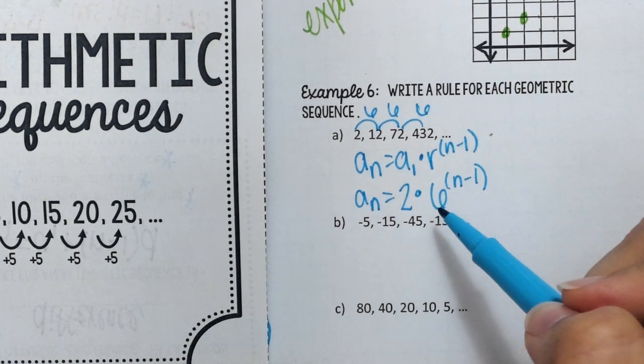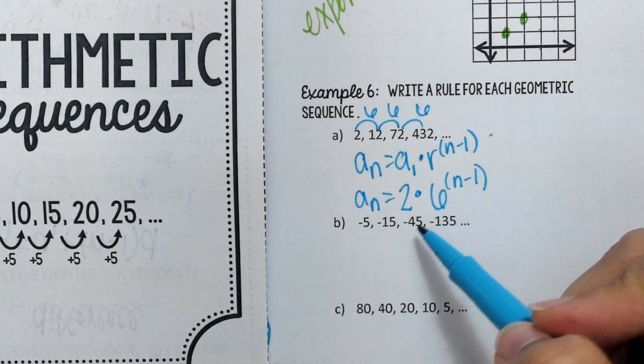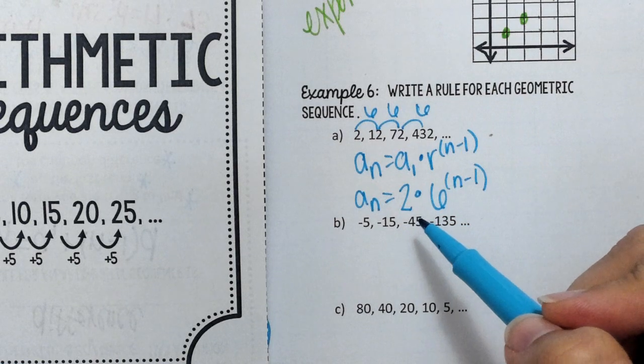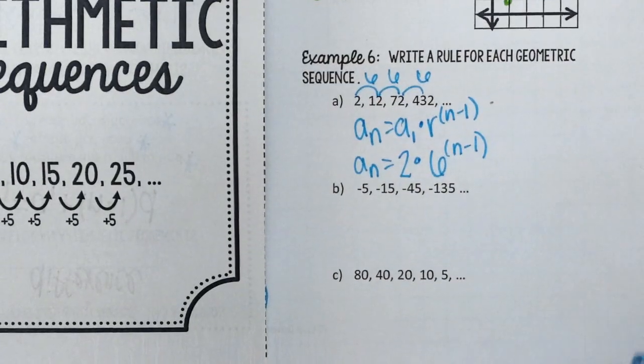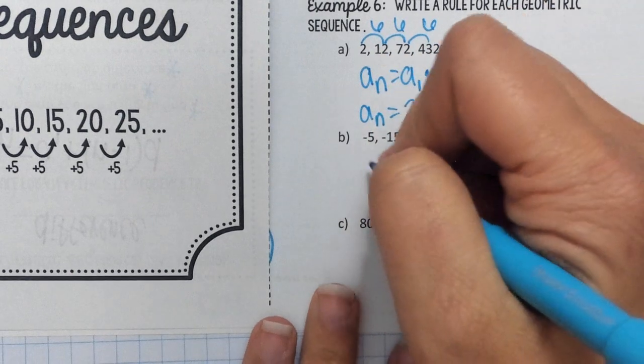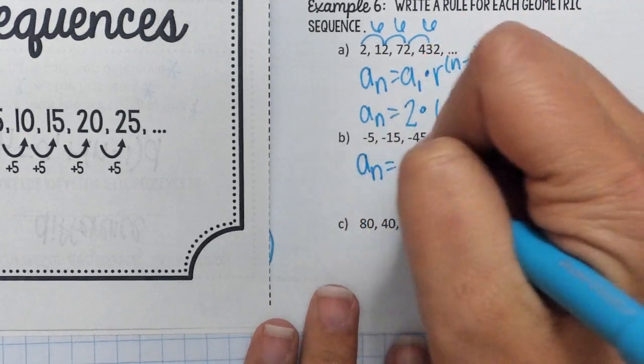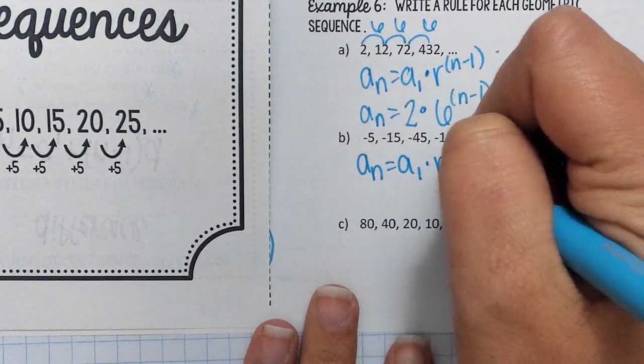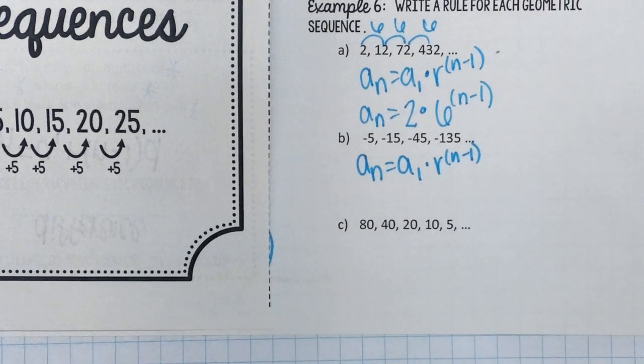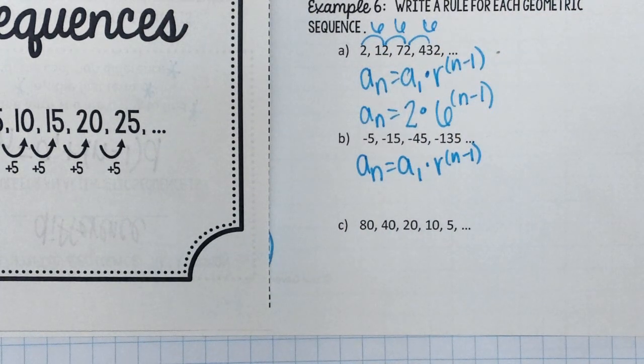Does everybody see where we got the 6 from? Does everybody see where we got the 2 from? Fantastic. Let's look at these. We have a sub n equals a sub 1 times r to the n minus 1. Hold on, we're not solving the other one. No, we're not solving it. We're going to in a minute, but right now we're not. I'm just plugging it in.